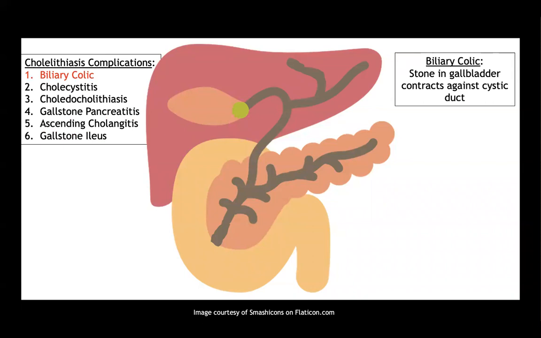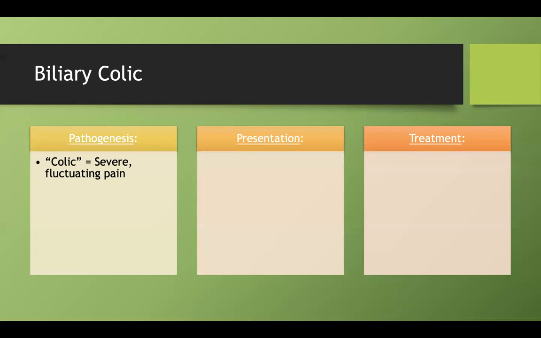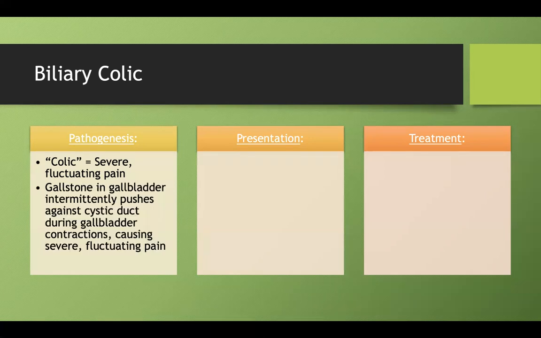So let's start with biliary colic, which is when the stone, it's still in the gallbladder, but it contracts against the cystic duct. So just to clarify, colic is where you have severe fluctuating pain. That's when they describe colicky pain. You hear it in a few different conditions, gallstones being one of them. Kidney stones can cause colic. Small bowel obstruction can cause colicky pain, where you have the pain and then it goes away, and then you have the pain and then it goes away.